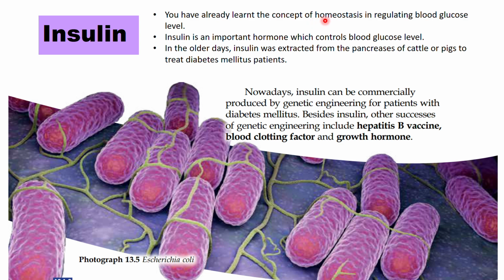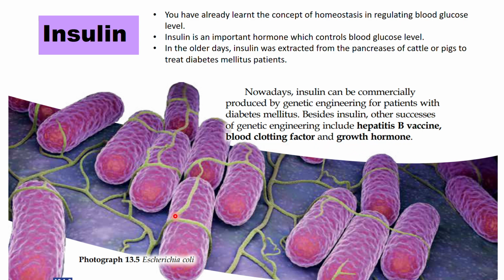Okay, back in Form 4, we have learned about the concept of homeostasis in regulating blood sugar level. In the older days, insulin was extracted from the pancreases of cattle or pigs to treat diabetes mellitus patients. But nowadays, insulin can be commercially produced by genetic engineering for patients that suffer diabetes mellitus. Besides insulin, other successes of genetic engineering include hepatitis B vaccine, blood clotting factor, and growth hormone.